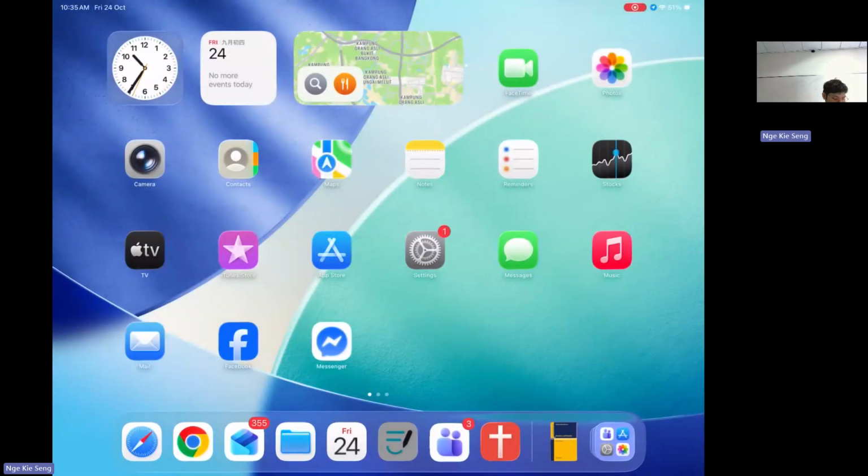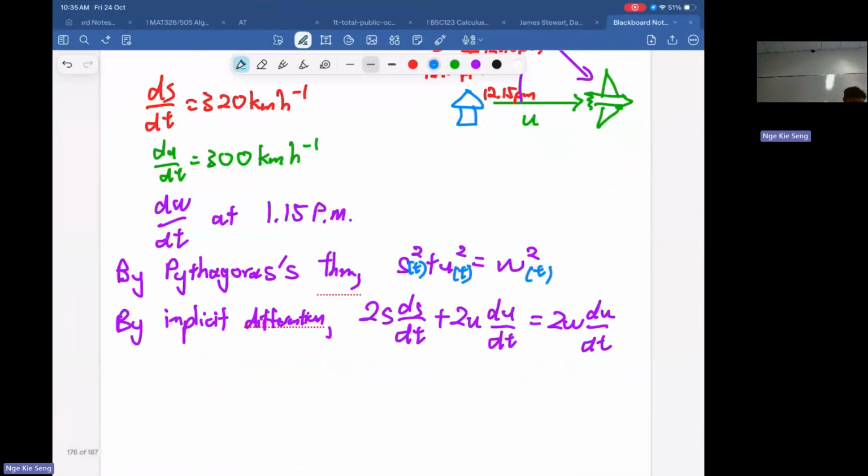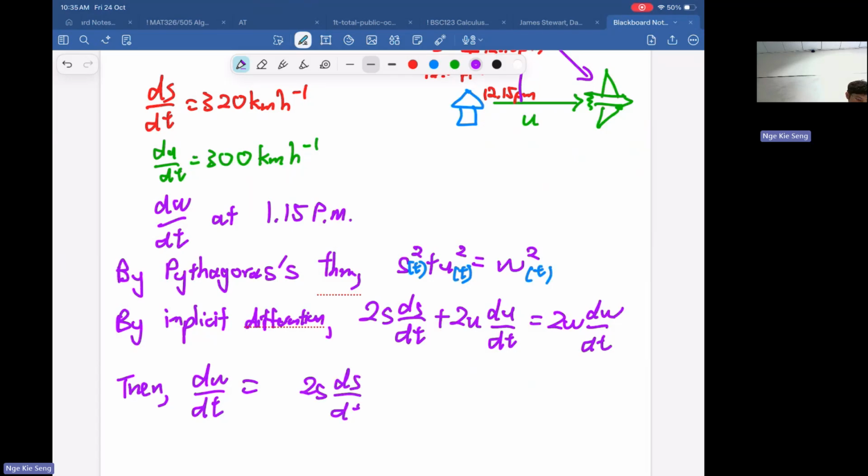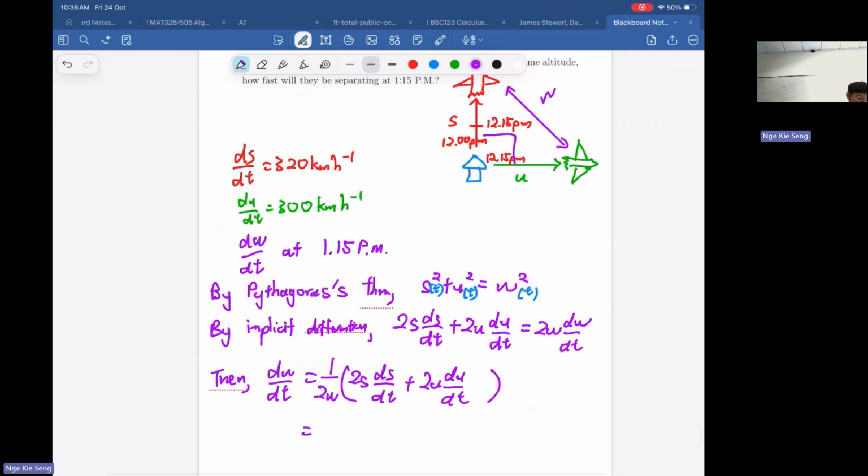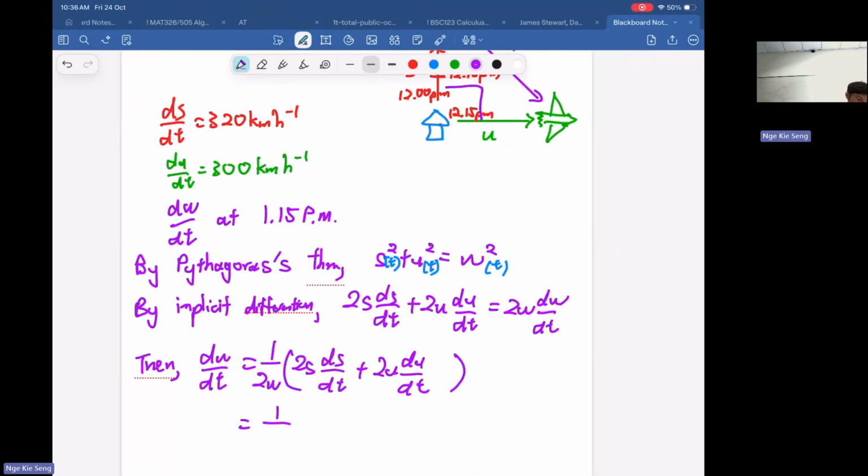So where are we? What do you want to find? We want to find dw/dt. If we move everything to the right hand side, then we have dw/dt equals s ds/dt plus u du/dt, and then divide by w. The question gave you ds/dt, so this thing is fixed, which is 320. And du/dt is 300.